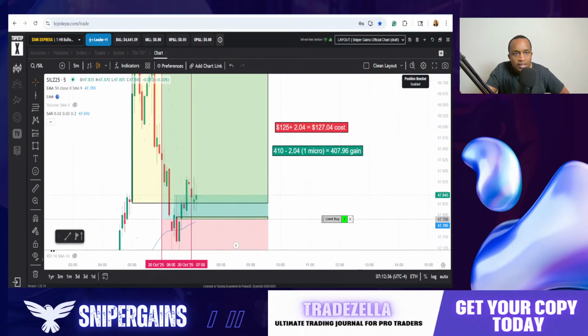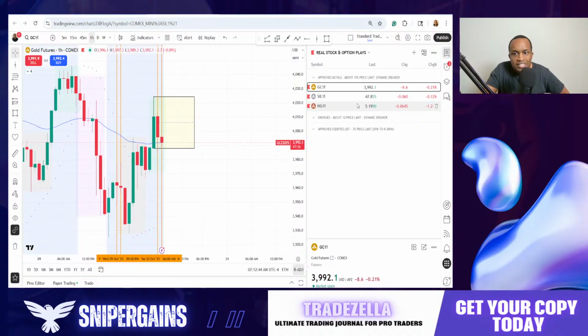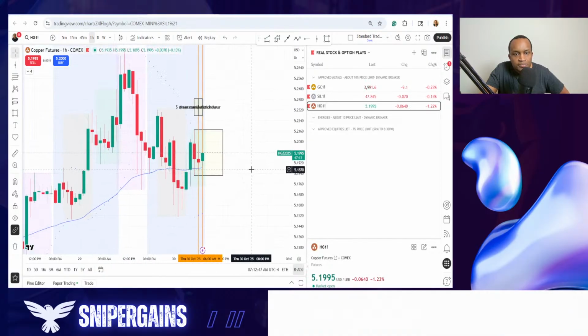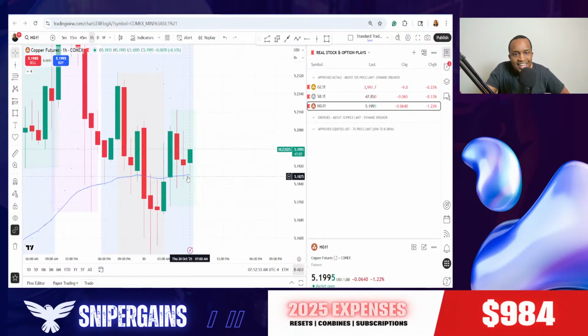While this is cooking, we're going to go to copper. Let's see what copper is doing. So with copper, kind of a similar situation. It's about to push out of this, but it's not necessarily an A plus setup yet.